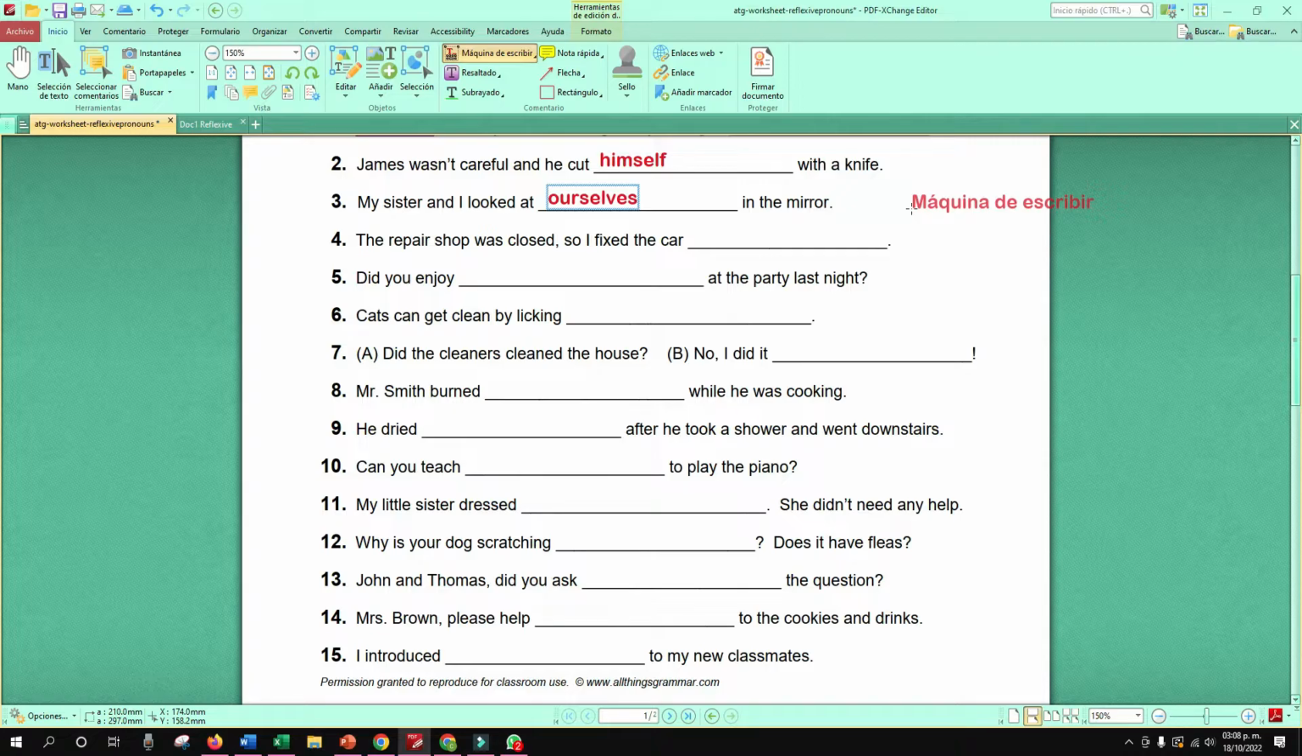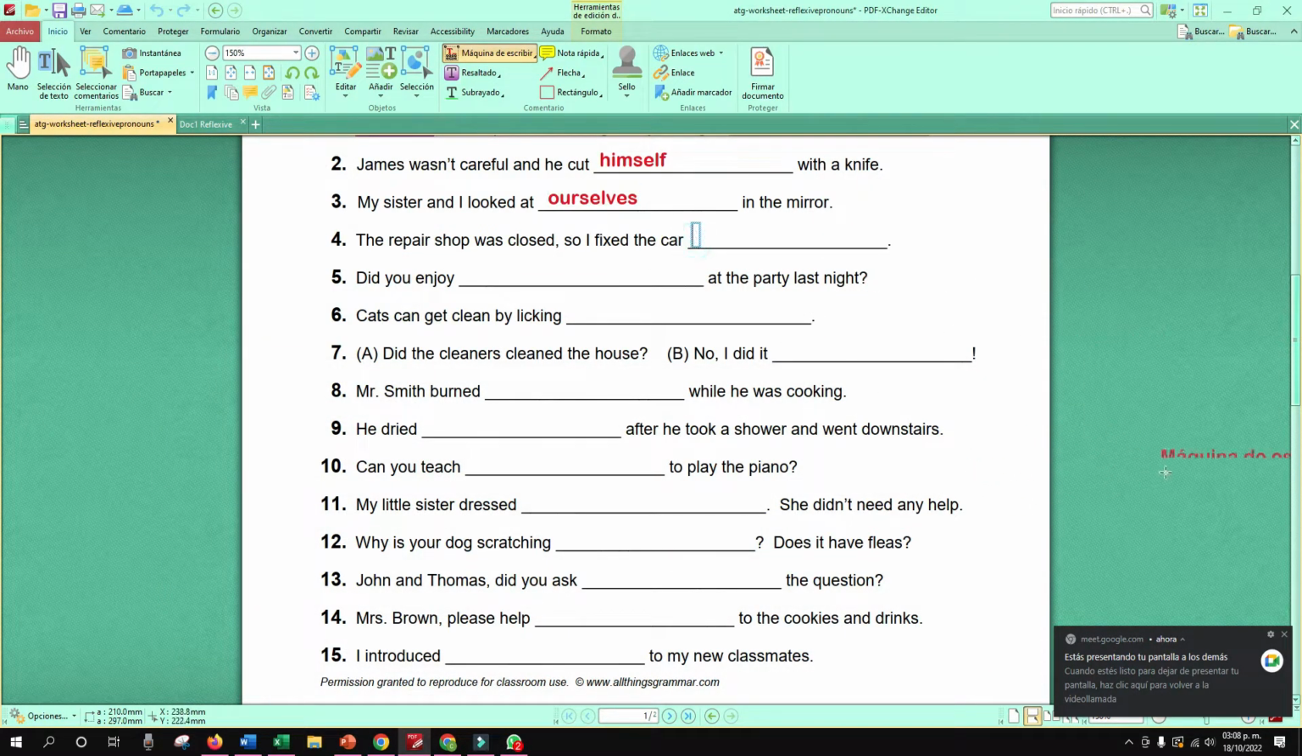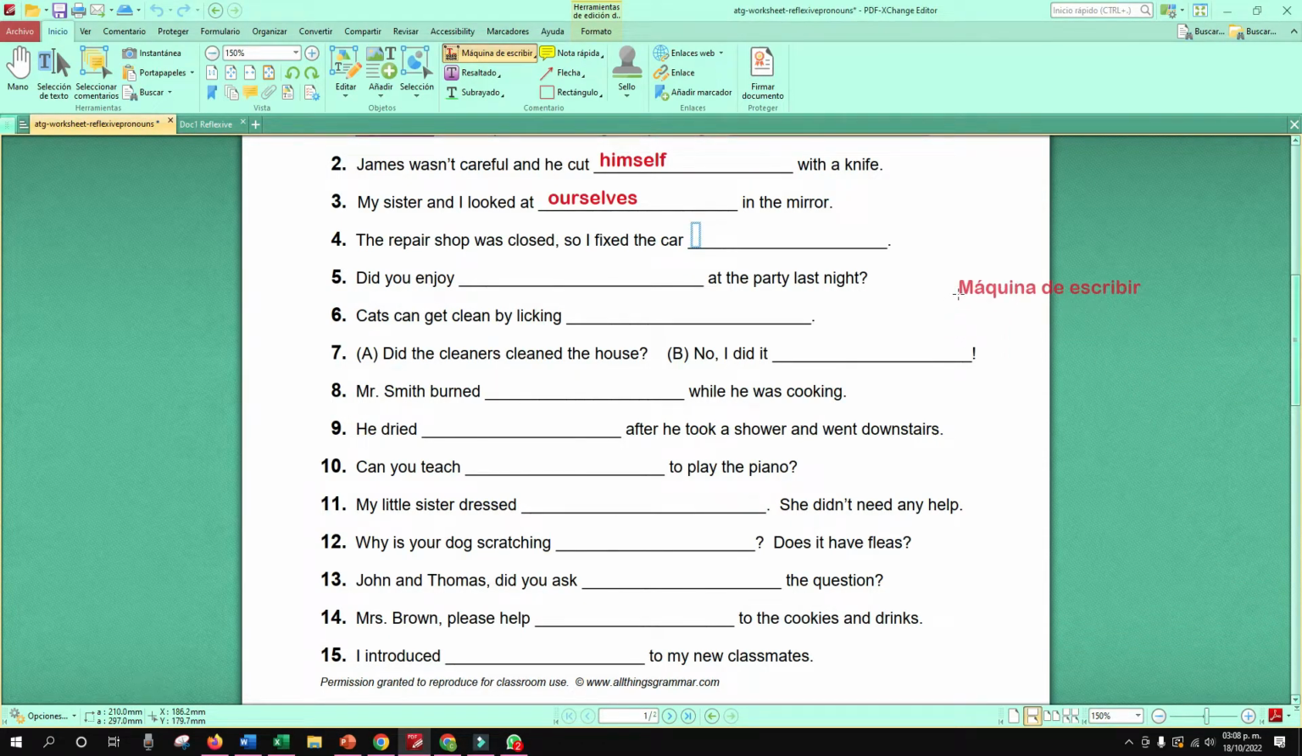What about the number 4? Who wants to try the number 4? Oh, there is, yeah, number 4. Who? That is easy. Okay. Thank you, Abigail. The number 4. The repair shop was closed, so I fixed the car myself. Myself. Perfect. Good, right? The repair shop was closed, so I fixed the car myself. That's closed, right? Excellent.